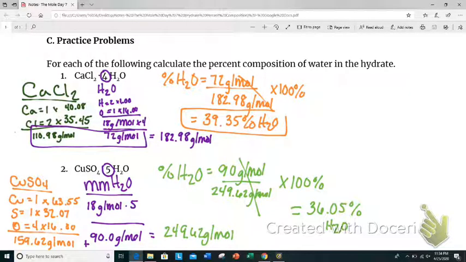So if you got either of these incorrect, feel free to reach out to me and I can see maybe where you went wrong. Otherwise, your homework then is to complete the 4 attached problems working with percent water of a hydrate.